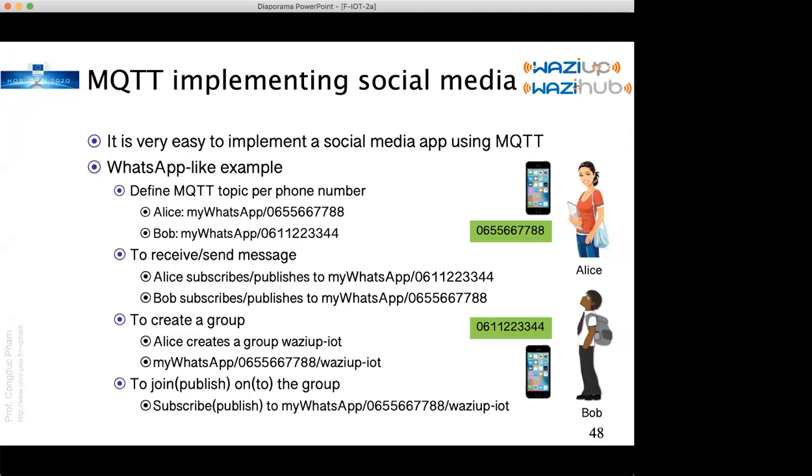And then you can have a group exchange of messages. So see how the publish-subscribe model is very convenient for the Internet of Things, but it's also convenient for social media. So maybe you don't know it, but you already use MQTT when you're using WhatsApp, when you're using Twitter, when you're using all the tools, because they rely on this kind of protocol in order to make the mapping between users and group communications.